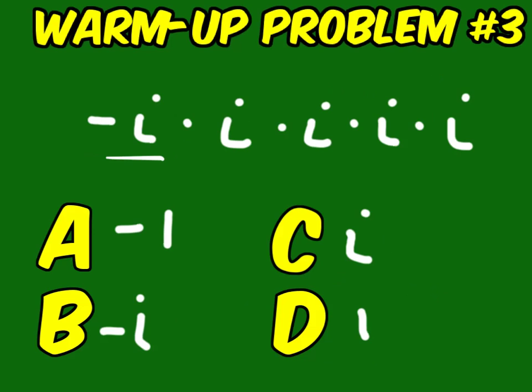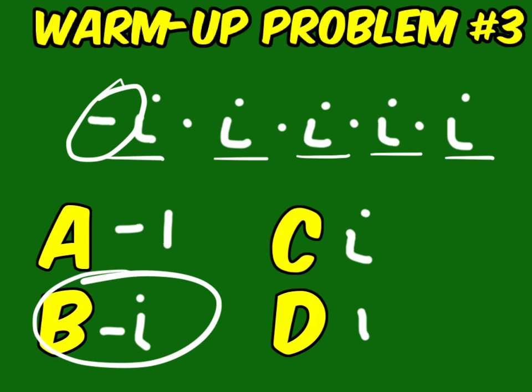On this one, you have 1, 2, 3, 4, 5 i's, which would just be I times the negative 1, which is B, negative I.